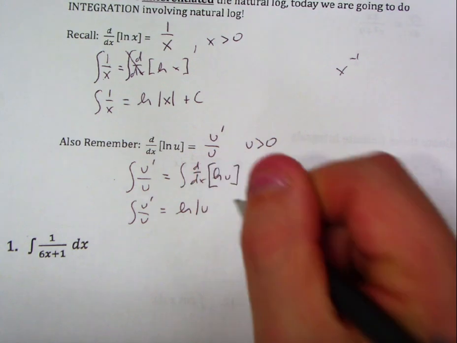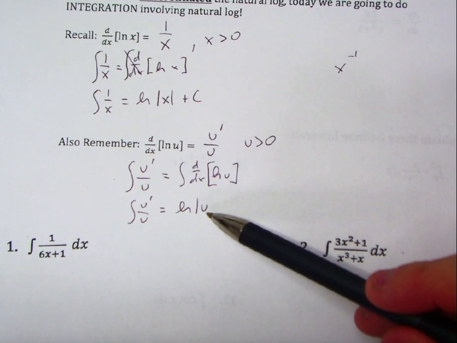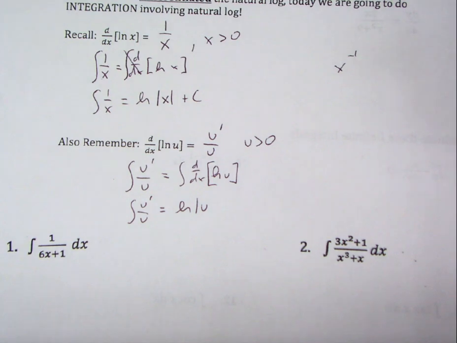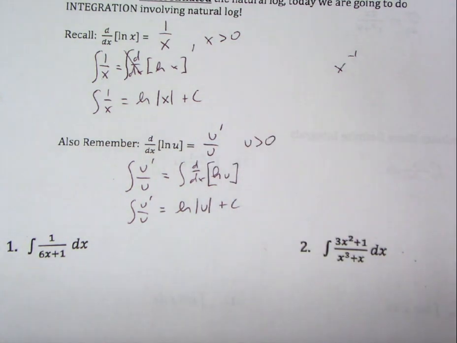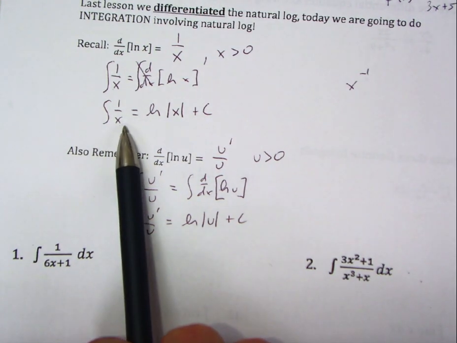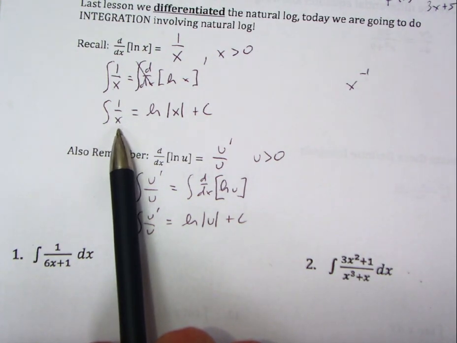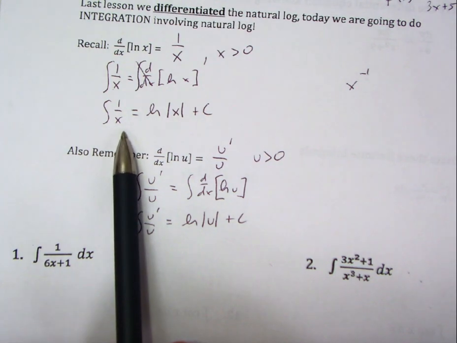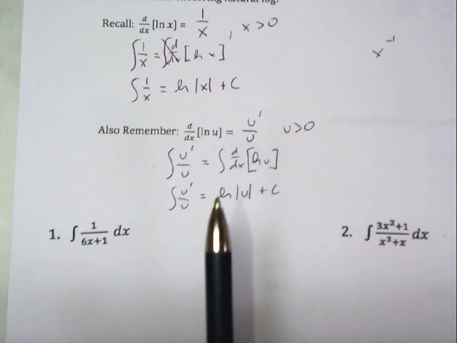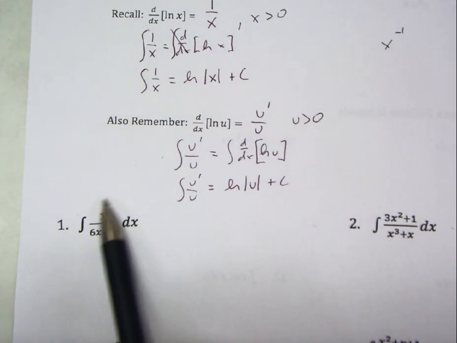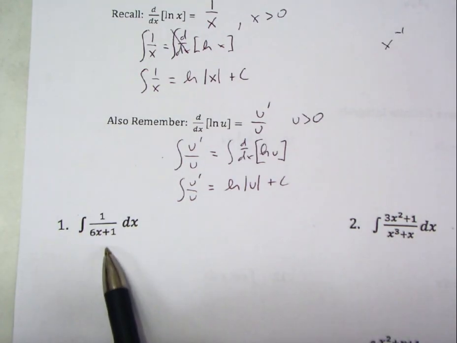And remember, u is just some expression of x. Like it could be 6x plus 1 or something like that. U is standing for an expression for x. So absolute value of u plus c. But the bottom line of me showing you this is this right here is rarely going to happen, especially on the AP test, but even on questions in here, rarely are you going to be integrating 1 over x. You're usually going to be integrating some fraction, and we're going to have to be using u substitution to get it in the form of 1 over u.